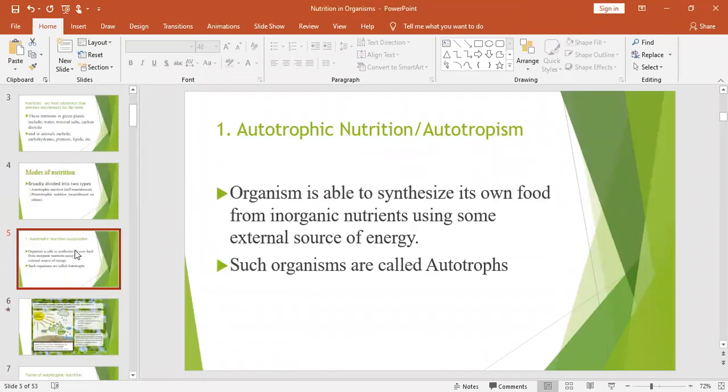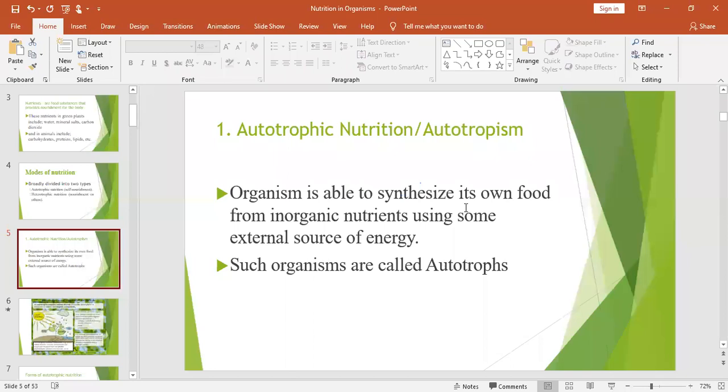We said that autotrophic nutrition is a process by which organisms are able to supply their own food from inorganic nutrients. So from inorganic materials. When they cannot, we call it heterotrophic, but when they can synthesize their foods from inorganic materials, we call it autotrophic.